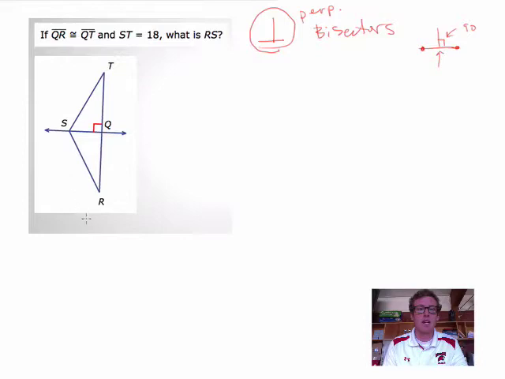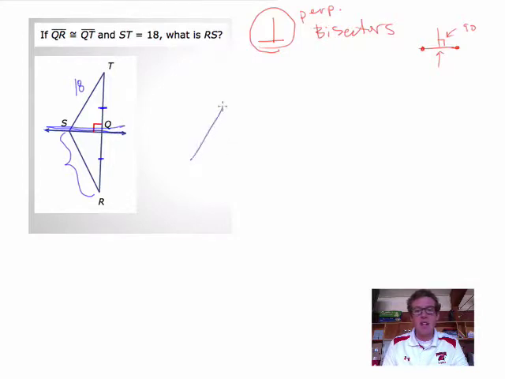A problem that you may see in IXL that has to do with perpendicular bisectors could look like this. If line QR is congruent with line QT, so that's saying that this line is congruent with this line, and ST equals 18, what is RS? That's this length from here to there. Looking at a perpendicular bisector, this length right here, that's my perpendicular bisector.